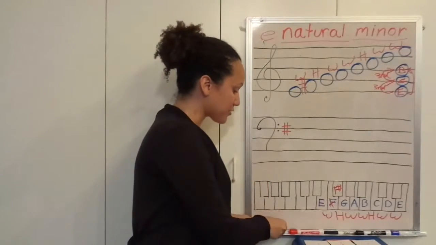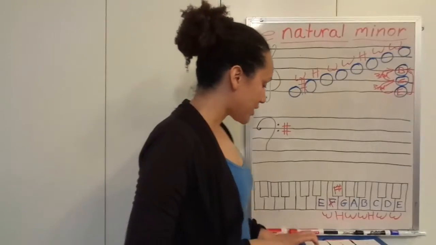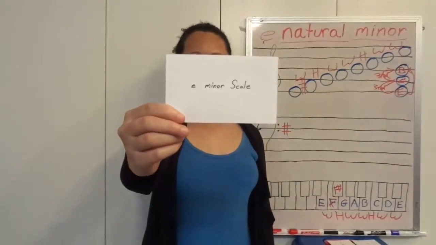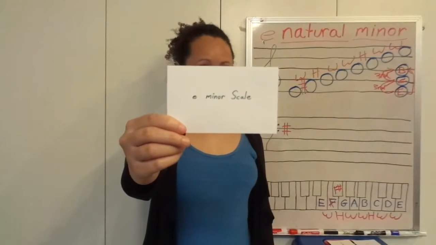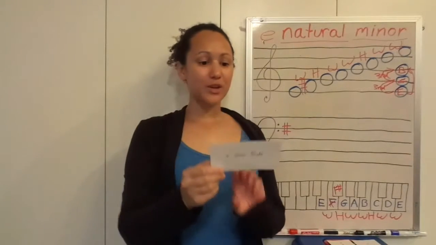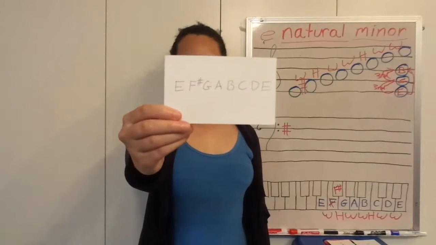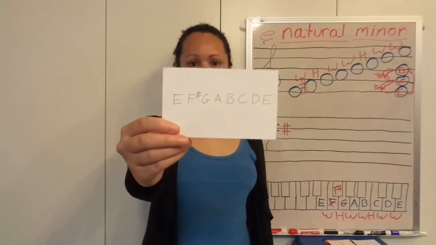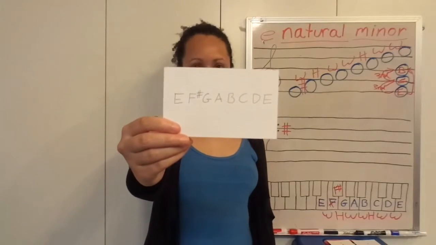We'll talk about other forms of minor later on. Go ahead and take out your flashcards or note cards to make flashcards. Put E minor, and this is the scale. Go ahead and write it out. E, F sharp, G, A, B, C, D, and go ahead and put E again if you like to top it off.